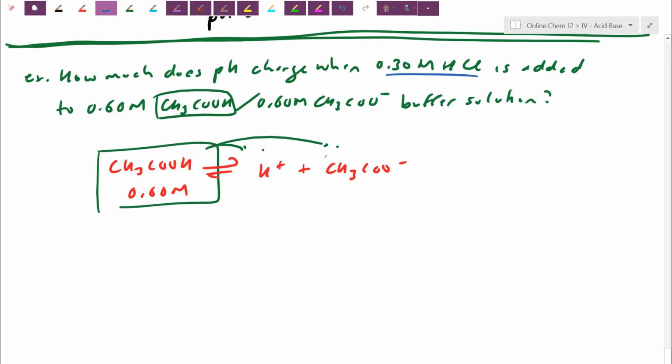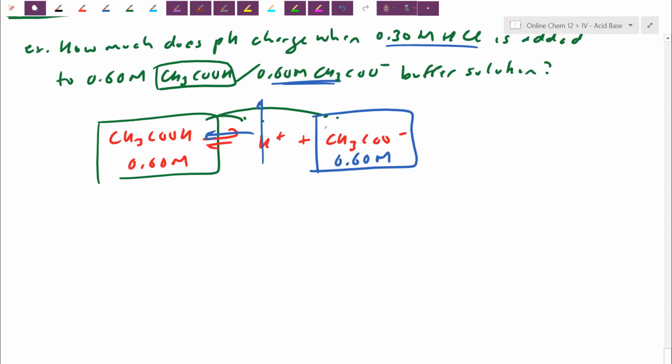What I've done to make it a buffer system is add in the conjugate base. Maybe I added in sodium acetate. By adding sodium acetate, I beefed up this concentration. The acetate concentration is also 0.60. Again, they don't have to be equal to each other, but this is when the buffer is at maximum capacity. By doing that, upon the addition of 0.30 molar HCl, where H+ wants to go up, I have enough acetate that I can shift to the left.